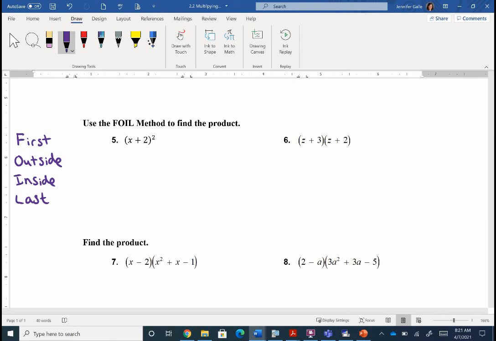So let's think about all our work with exponents. What does it mean to square something? What do you think, guys? What does it mean to square something? Caden, what does it mean?